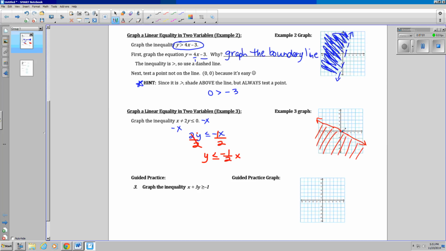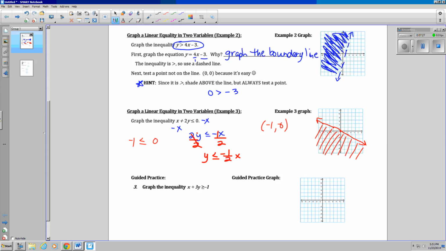Okay, so let's test a point below the line, or let's test not 0, 0, because that one should work. Let's test like negative 1, 0. So let's test this one. So put in negative 1 for x and 0 for y. 2 times 0 is 0, and negative 1 is less than or equal to 0, so we shaded the correct area. Okay, stop the video and do your guided practice.